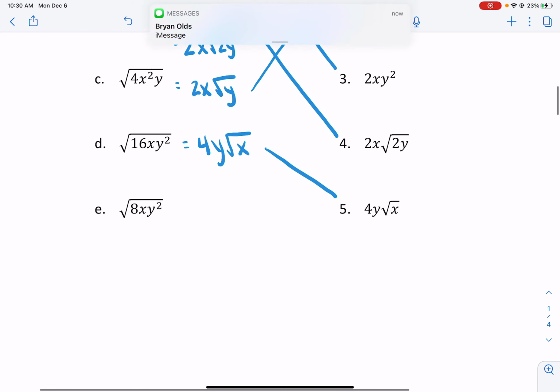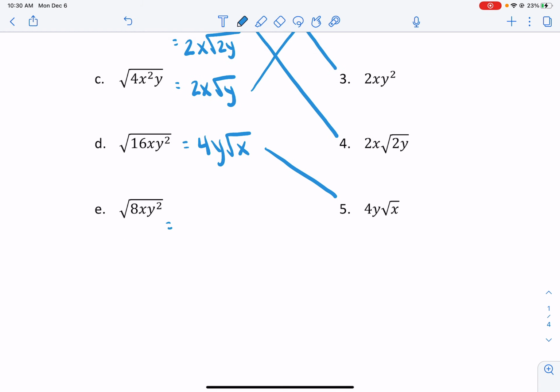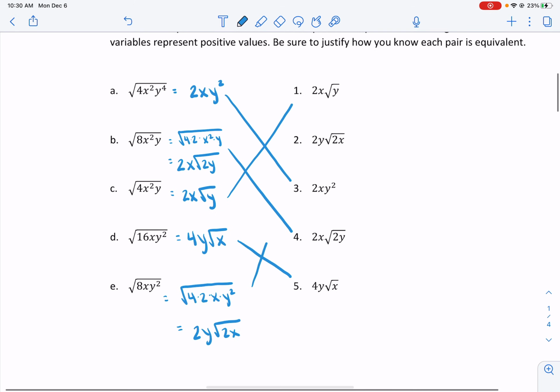And then the last one, we can make this 4 times 2 times x times y squared. So this would be 2, and then y, and then we've got the 2x. So that goes with number 2.